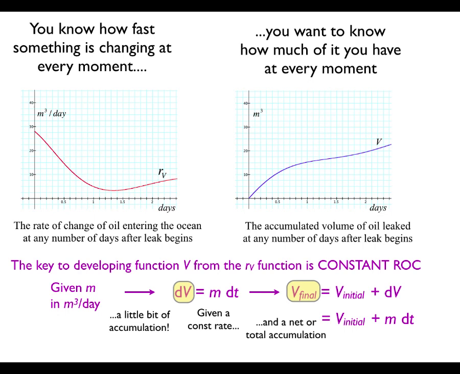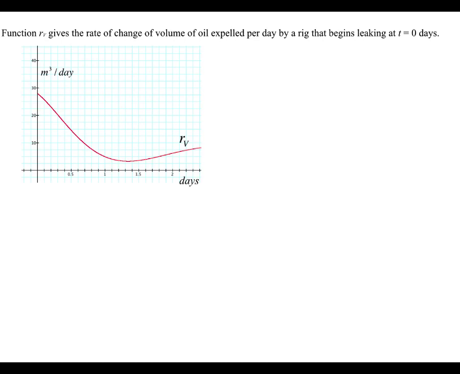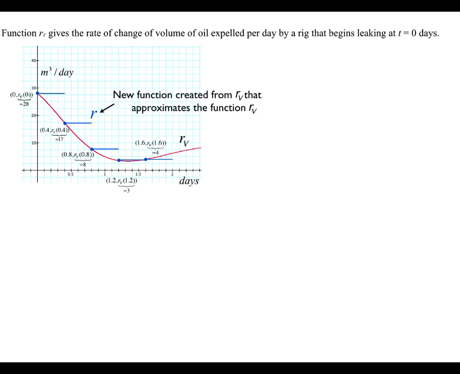Again, the white slides are the ones I actually pull from and use in class with the students. So here's that oil spill. We need this pretend rate function based on constant rates. We're going to use function notation to represent particular actual rates, and then build a pretend rate function of constant rates so that we can use dy equals m dx to build the accumulation function. This is a new function created from the actual rate function that approximates the rate.